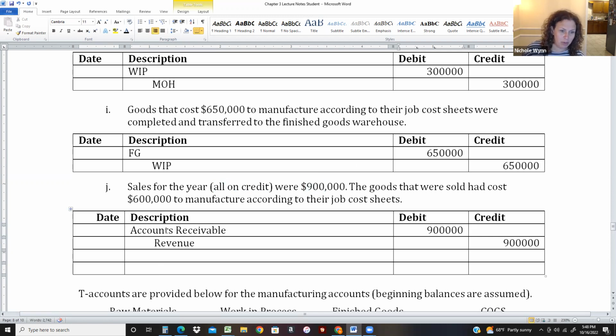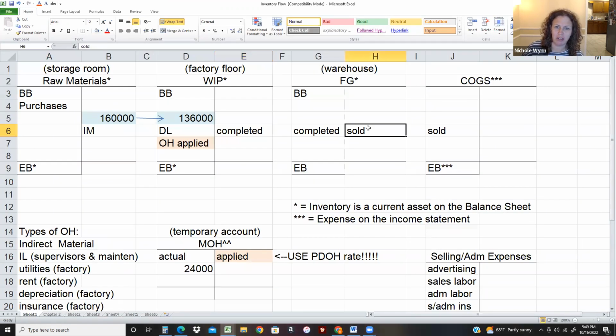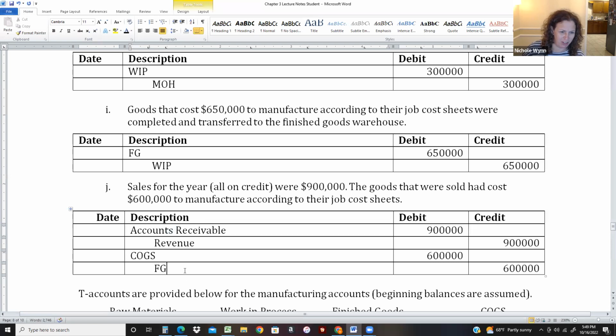Okay, so this is the money coming in. If they were sales for cash, then you would debit cash instead. And then the goods that left the building are going to be COGS of 600,000. And we're going to credit finished goods, because when you sell goods, they leave finished goods and they go to COGS. So debit COGS, credit finished goods.